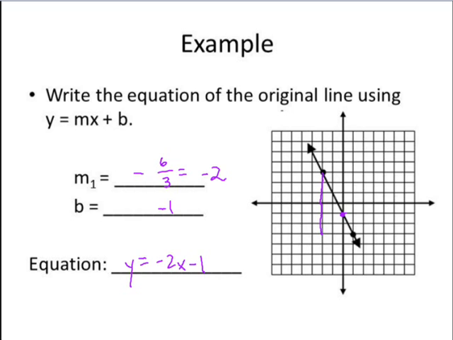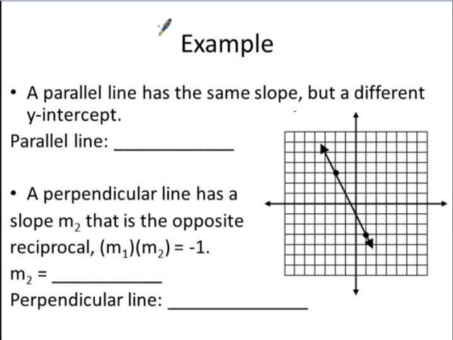Okay, some practice with writing our equations. A parallel line has the same slope but a different y-intercept. So the parallel line has the same exact slope, down 6 over 3, and you just pick any different y-intercept. You could pick 8, 7, 400, negative 1,000. It doesn't matter. So I'll just say plus 5. Okay, that's an easy one. Again, it could be anything.